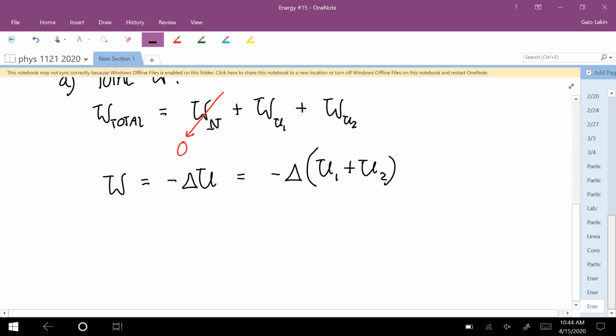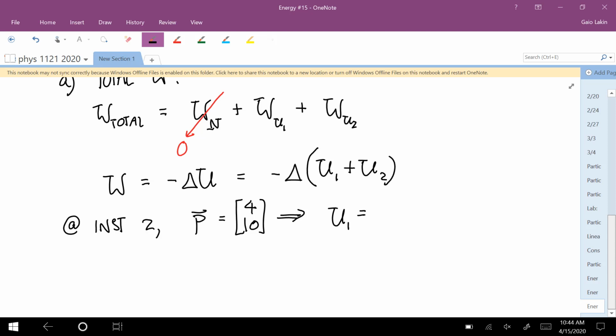At the later instant, I'll call it instant 2, the position is (4, 10). So for U1, we're just going to plug those coordinates into the U1 function. That is 5 times 4 squared minus 2 times 4. So that's 5 times 16 minus 8, so that's 80 minus 8, so 72. We'll assume that this is all in SI units. The position is definitely in SI units.